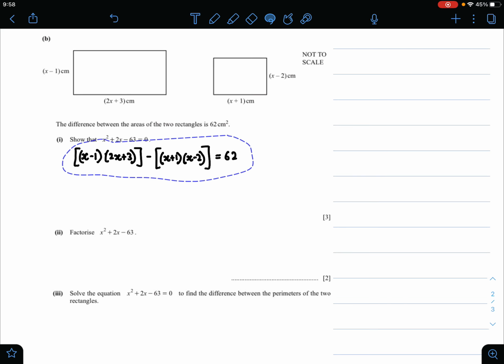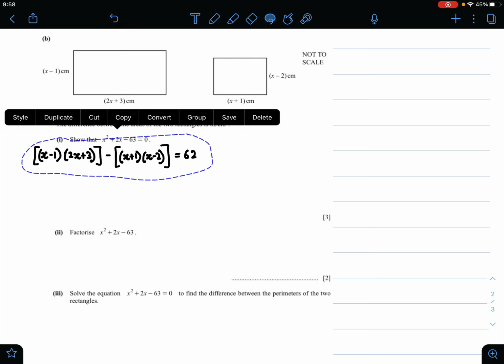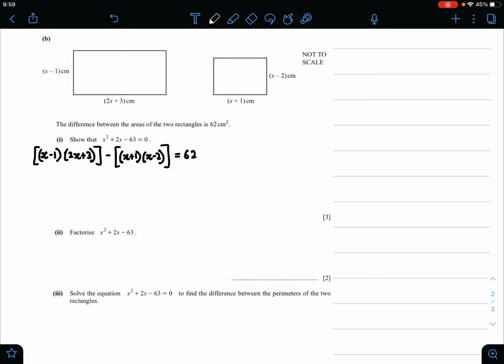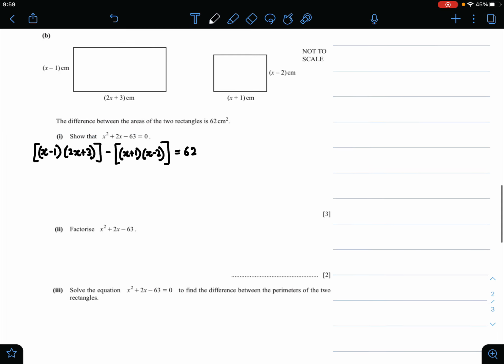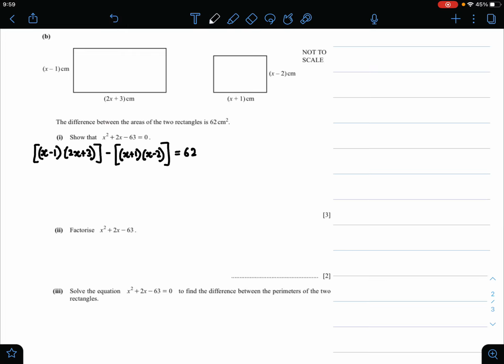Now I'll just move this a bit to the left. Okay, now let's start solving. To solve this, first you need to expand the brackets. So x multiplied by 2x is 2x square. x multiplied by 3 is 3x, and minus 1 multiplied by 2x is minus 2x. So 3x minus 2x is equal to positive x.